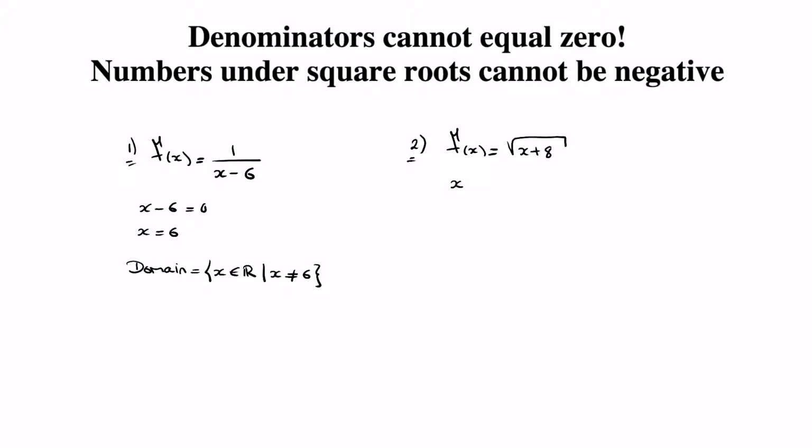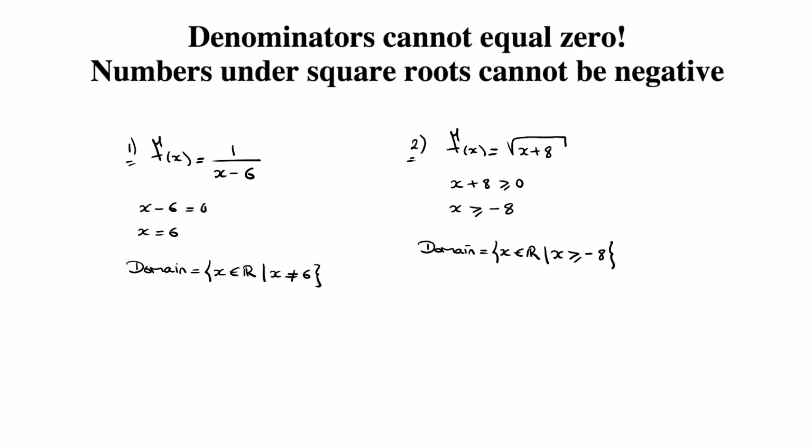We can go ahead and solve x plus 8 greater than or equal to 0. And solving this, we find that x has to be greater than or equal to negative 8. And there you go. This function will be perfectly well defined for all values of x which are greater than or equal to negative 8. And in this case, we can say that the domain equals all x values within R such that x is greater than or equal to negative 8. And there you have it.